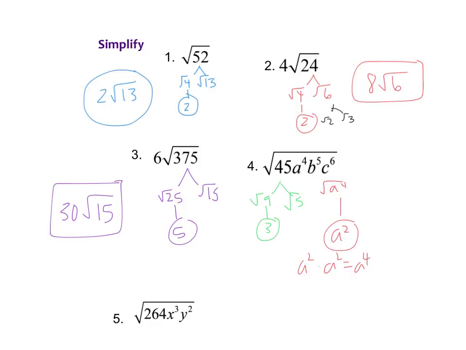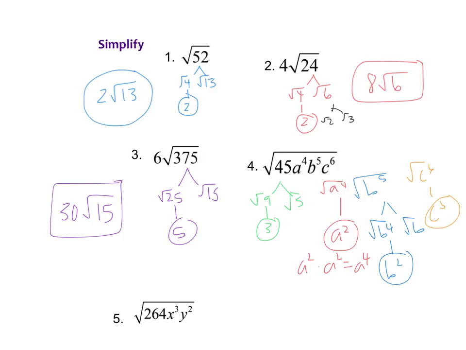Now if I look at b to the 5th, this is not even, so I have to break it down into something that is even, b to the 4th and just b. Which one of those can I cut in half? The even one, so out comes a b squared, but b still stays underneath the radical. And last but not least, c to the 6th is even, so I can just take out a c cubed.